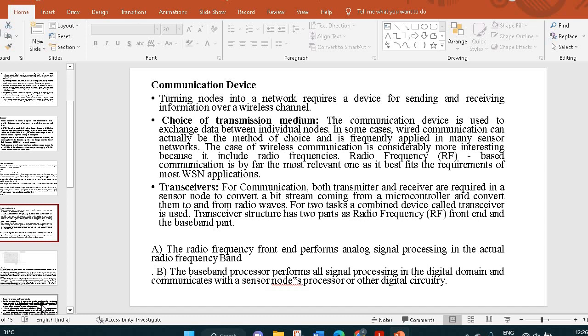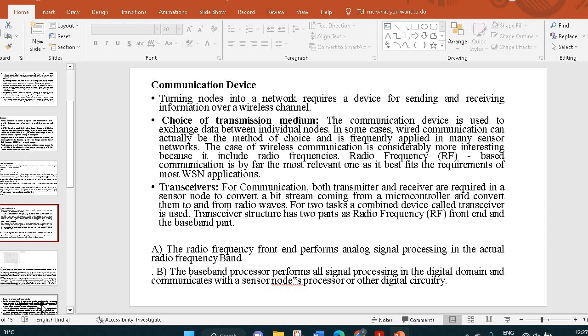Communication device. Turning nodes into a network requires a device for sending and receiving information over a wireless channel. Choice of transmission medium. The communication device is used to exchange data between individual nodes. Transceivers. For communication, both transmitter and receiver are required in a sensor node to convert a bit stream coming from a microcontroller to and from radio waves. The two tasks combined in one device is called a transceiver. Transceiver consists of two parts. One is the RF front end and the other is the baseband part.